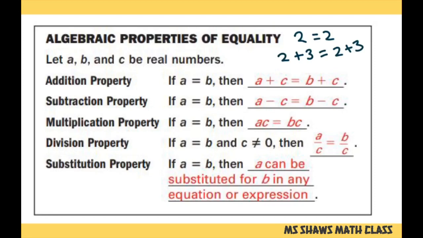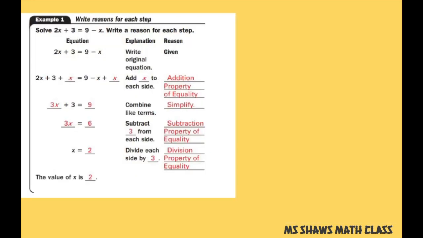The substitution property: if A equals B, then A can be substituted for B in any equation or expression. Now, you've used all of these before. You probably didn't have to write down the properties, but in geometry, you need to write them down because we do proofs. So let's do some examples.